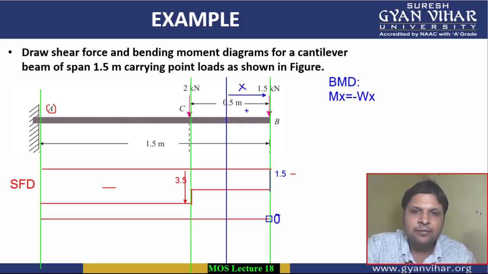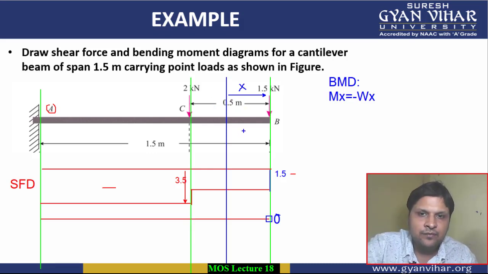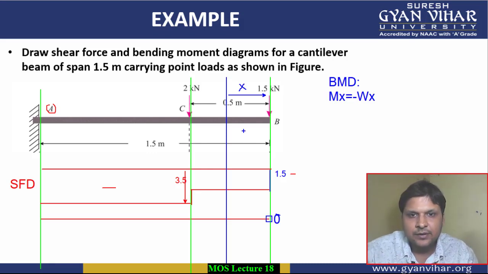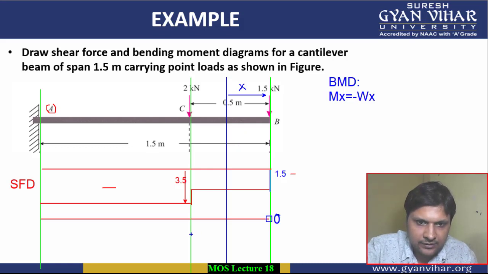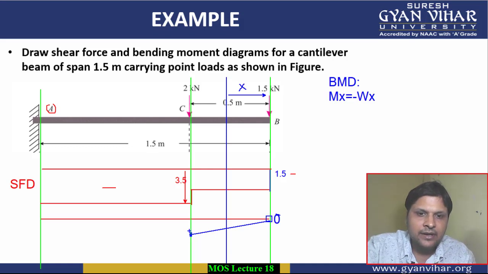How much will it be? It will be equal to 0.5 into 1.5, that is equal to 0.75. So here you will take a point, and that will also be in the negative direction. Therefore, we will draw an inclined line till here, then again from here till point A.